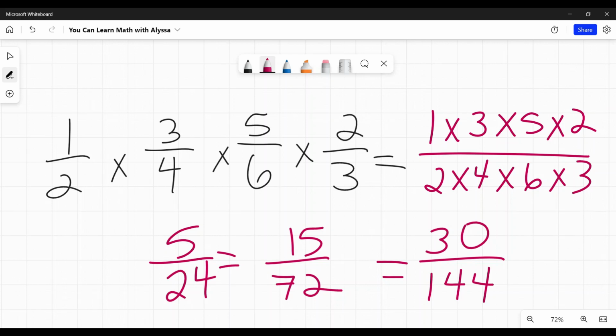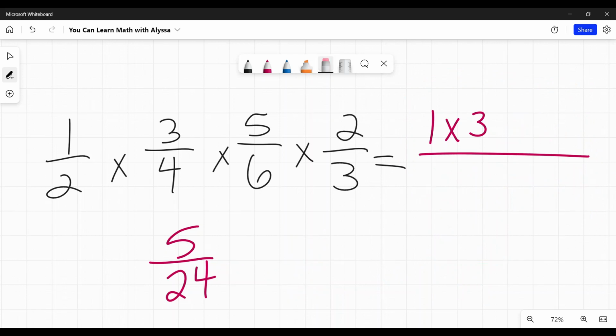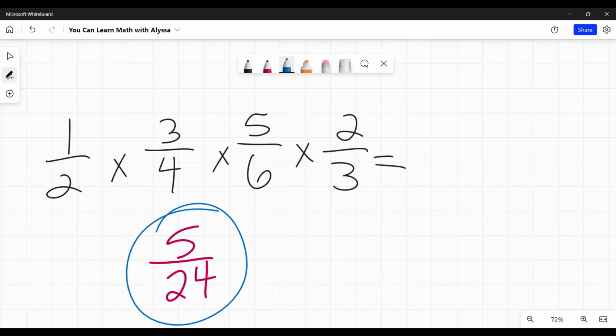Now that may take some time if you're not used to simplifying, to find the factors of 30 and 144, then finding the factors of 15 and 72 to get to 5 over 24. There is a shortcut. Just wanted to let you know first that the same method will work. You can absolutely do it this way. But there is a way that's a little quicker and I think a little easier. So we're just going to remember 5 over 24. That's the answer that we got.